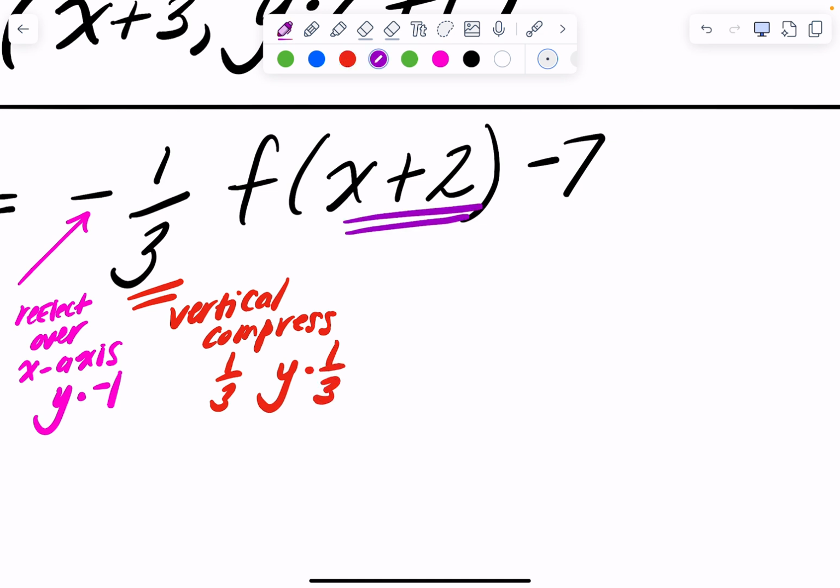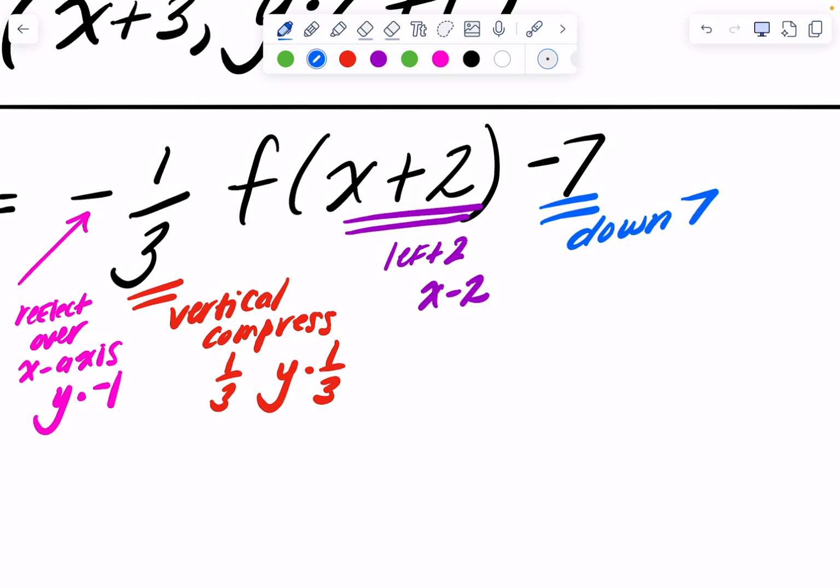I'm underlining what I want you to answer so that you can stick with me. That transformation, everyone, what is it? Left 2. So we're going to take our x's and minus 2. And then it looks like this one will be down 7. So we would take our y's and minus 7.